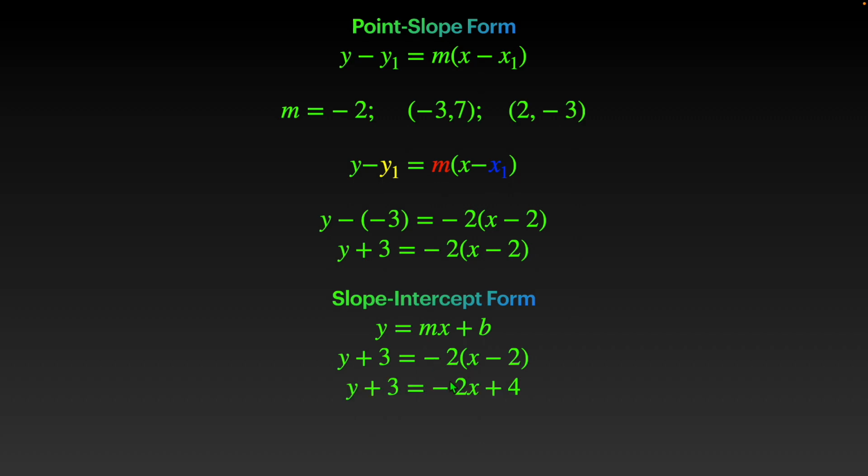-2 times x is -2x. -2 times -2 is +4. Next step, let's move 3 to the other side. How do we move 3 to the other side? By subtracting 3 from both sides. Here it is. So 3 minus 3 is 0, so we just get y on the left hand side. And on the right hand side, all we have to do is combine 4 and -3. So we get that y is equal to -2x plus 1.